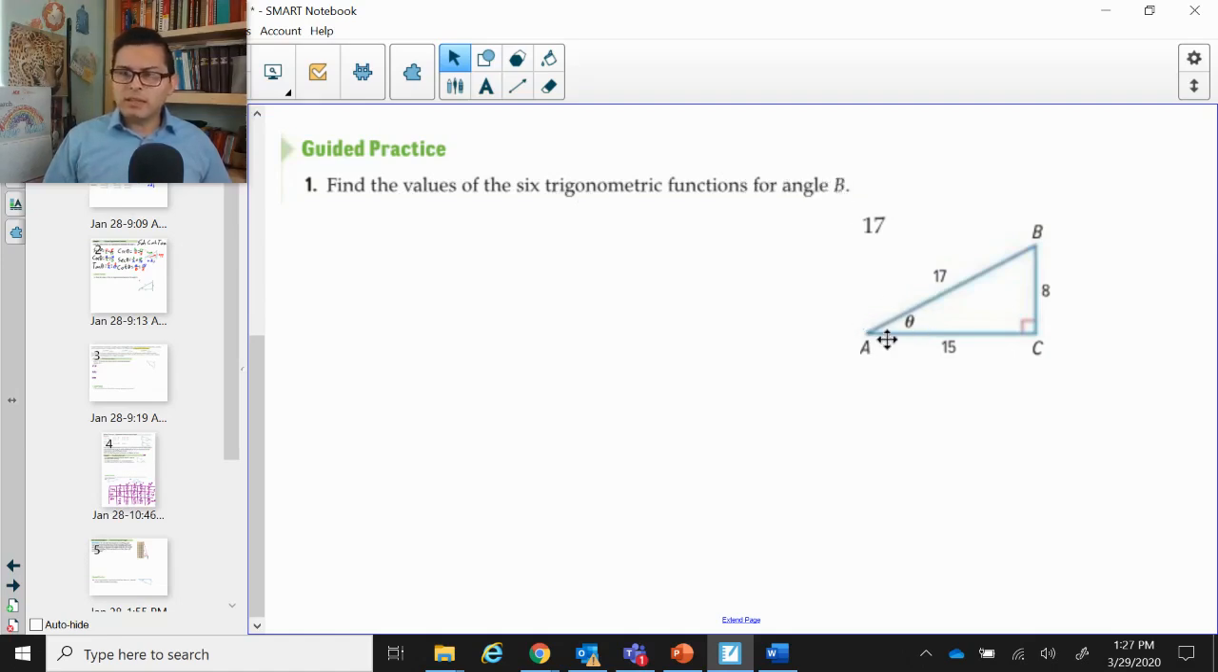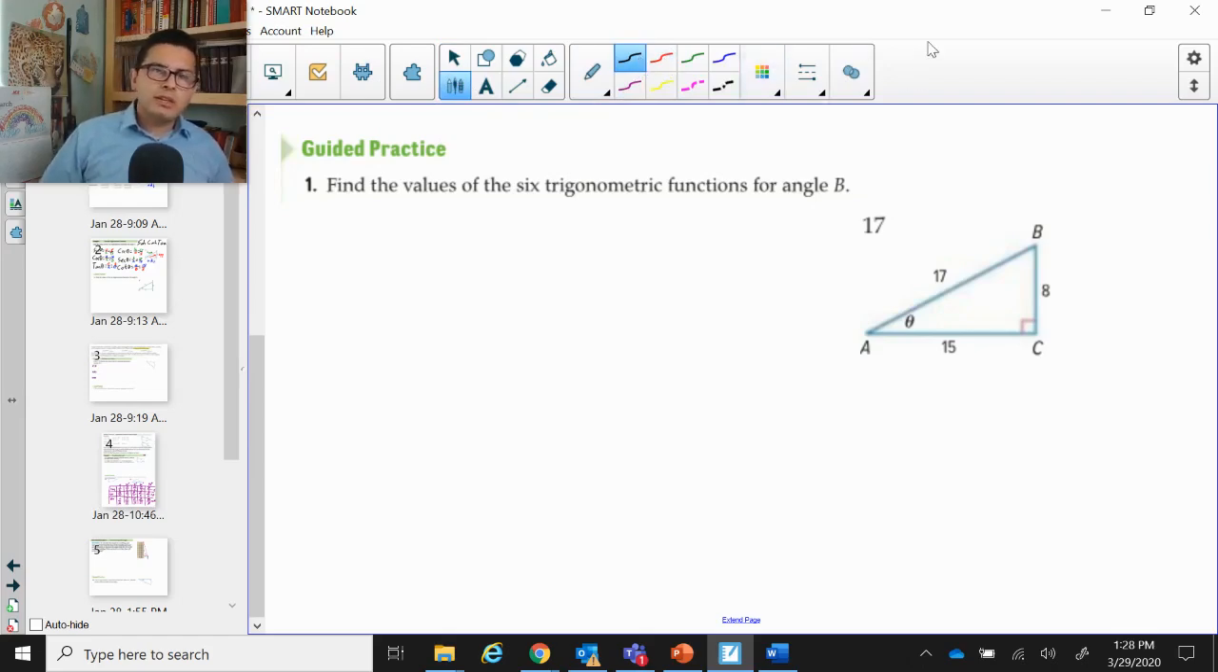Notice that A is labeled as theta. The problem is that now they're asking us a different question. They're saying that use theta no more. Instead, change theta to being at angle B. So we're not going to use our theta here anymore. We're going to now use it up here. We're going to call this angle theta. So how does that change things?